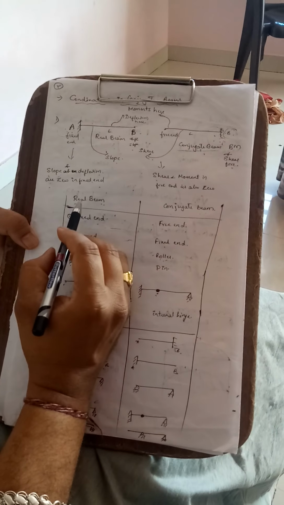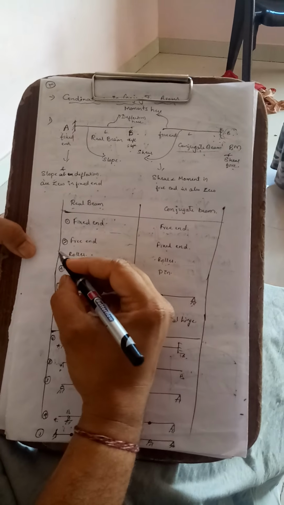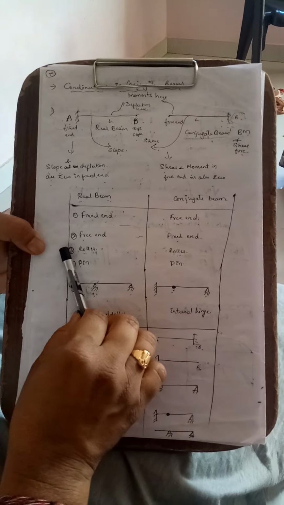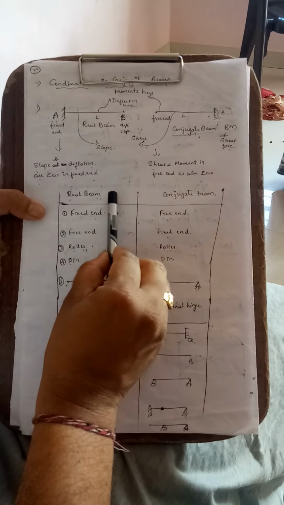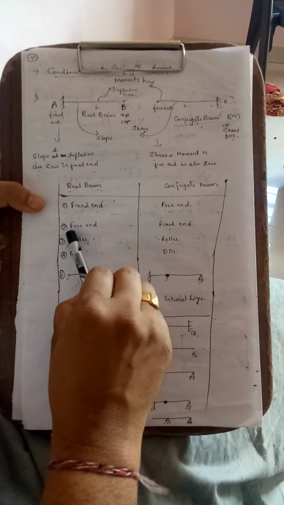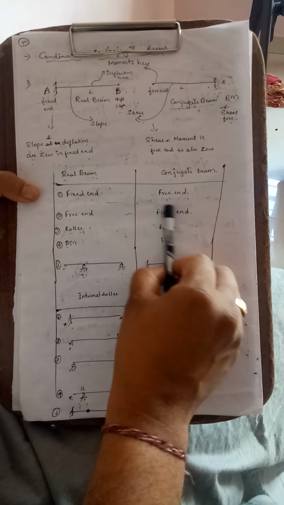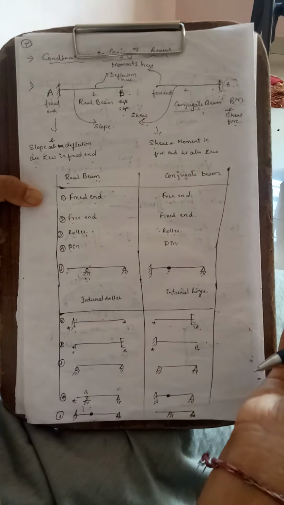Now, in the real beam and the conjugate beam, you can explain what exactly the conditions are. The real beam is the question paper, the questionnaire. Now in the conjugate beam, we are going to convert the real beam into the conjugate beam.